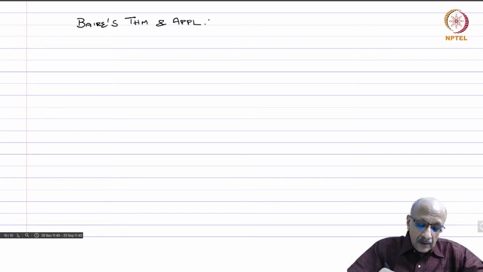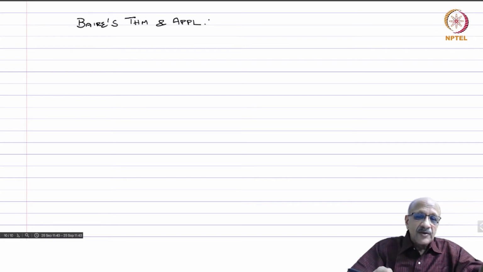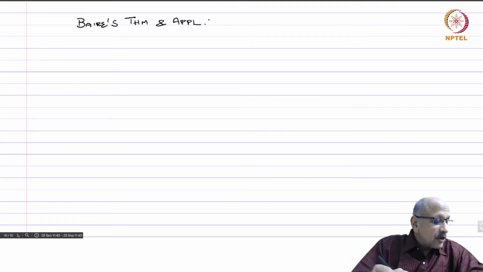Actually Baire's theorem is not necessary, but then the proofs are quite nice and unified once you use Baire's theorem. The Banach theorem is all about convexity, and Baire's theorem is all about completeness. So we will study Banach spaces this time only, and therefore we will need a lot of completeness.